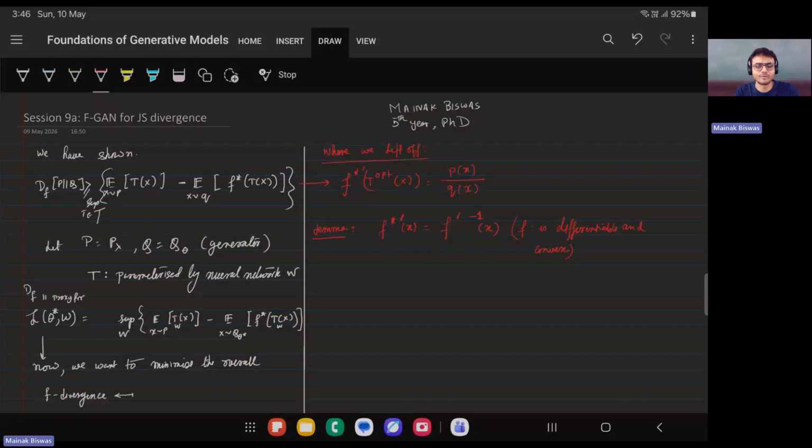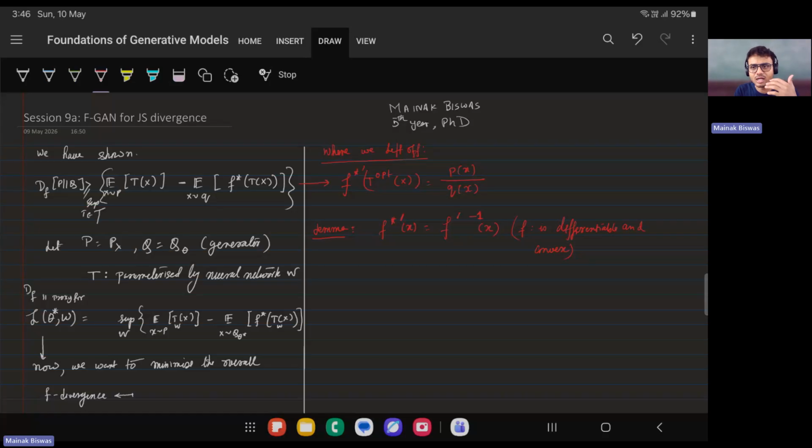So what we'll do today is we'll continue from the f-GANs. We have derived the objective for the f-divergence, the Fenchel's divergence, and we've shown what a Fenchel's conjugate is and things like that. And today what we'll do is we will derive the JS divergence based f-GAN, and we'll show that it is equal to the DC-GAN.